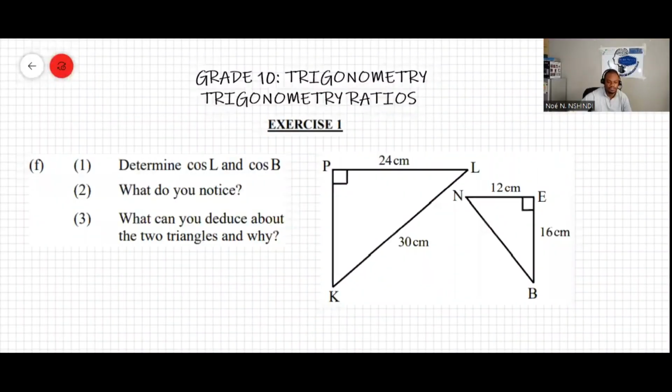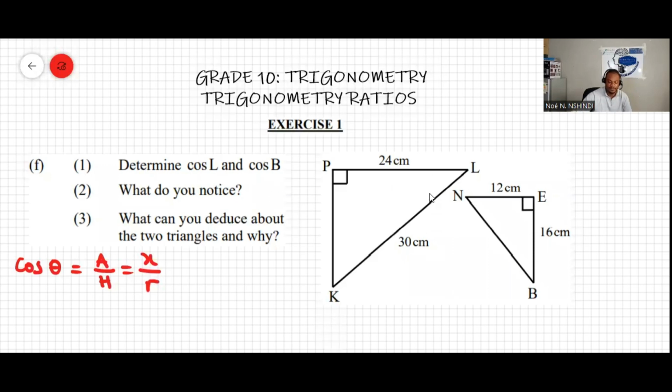Now we have question F, which says determine cos of L and cos of B. Cos of L is here, cos of B is there. Now let's work it out. Cos of theta, the formula is always equal to adjacent over hypotenuse, sometimes written as x over r.